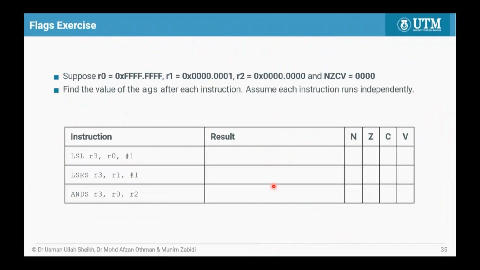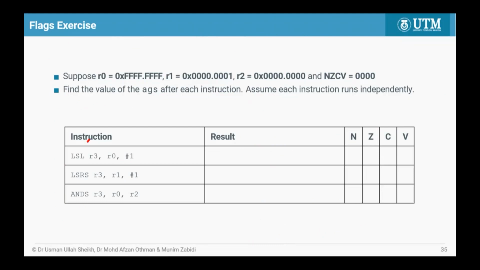You are supposed to have these values for R0, R1, and R2, and the initial value of your N, Z, C, and V is 0, 0, 0, 0. You need to find the value of the flags after each instruction. Assume that the instructions run independently. So you have the first instruction, LSL R3 R0 #1. What happened here?